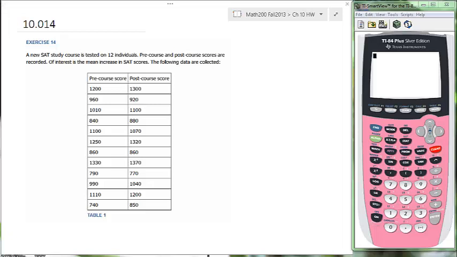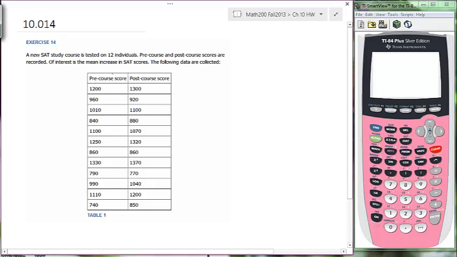This is problem number 14 from chapter 10. Here we have an SAT study course that is tested in 12 individuals. Pre-course and post-course scores are recorded. Of interest is the mean increase in the SAT scores. So we're looking for an increase from the pre to the post.